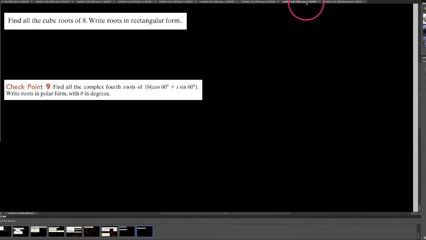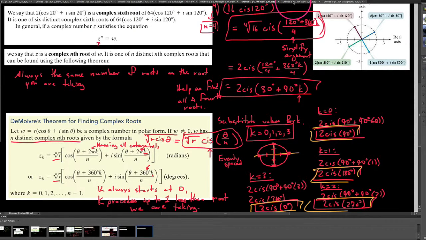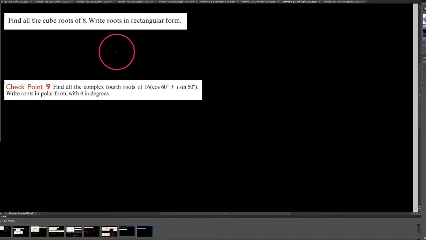So what we're going to look at here is practicing how we could find some more roots, both of numbers in standard form or rectangular form, but also numbers in polar form. So let's continue to follow up with this. What we want to do in this next example is find all cube roots of 8. And one thing that I want to mention here is this is the same thing as 8 plus 0i. And what we want to recognize is this is currently in rectangular form.